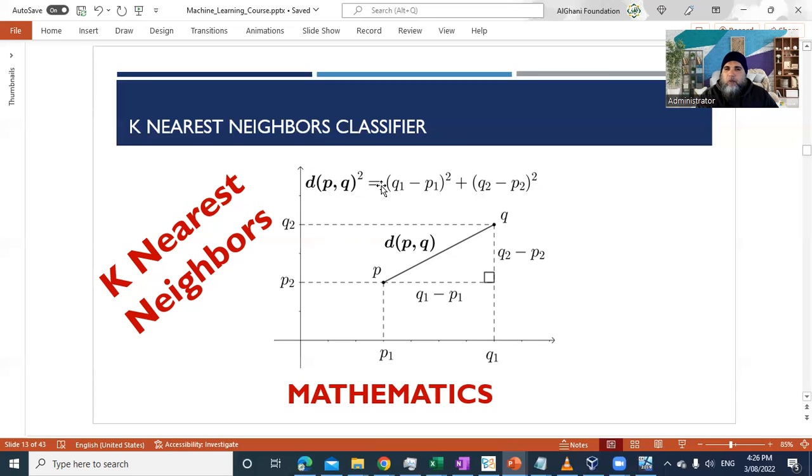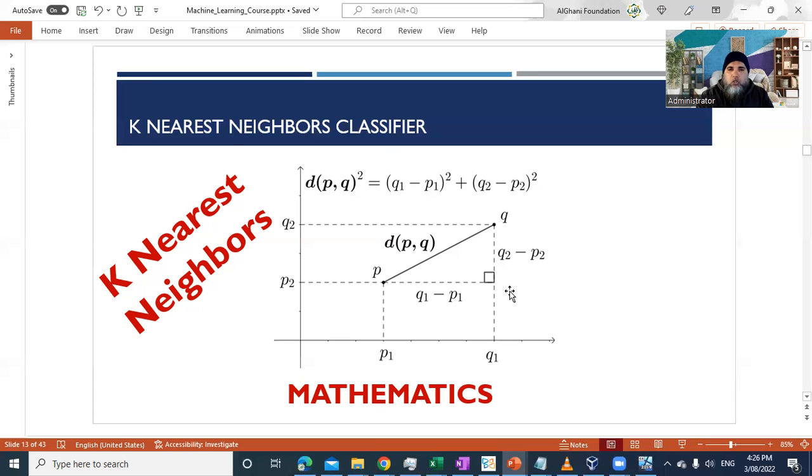And obviously if I want the actual distance, because at the moment based on the Pythagoras theorem it is coming as a square, we're just going to take the square root on both sides, and d of p comma q, the distance between p and q, is going to be the square root of q1 minus p1 square plus q2 minus p2 square. So a very simple mathematical derivation that you can easily understand. And based on that, we can calculate the distance.